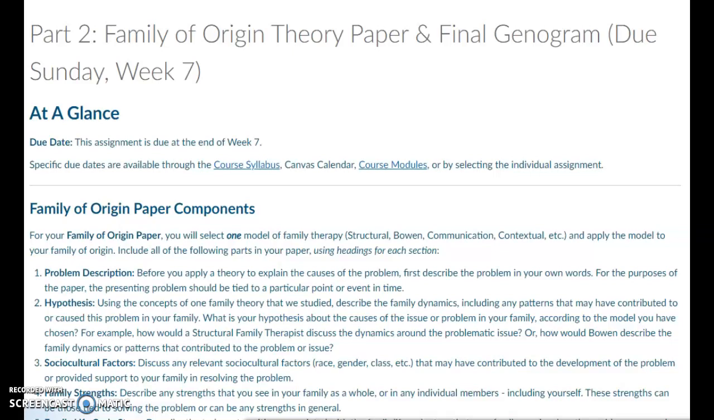So you can see here some examples of the theories that you can choose from. These are all theories that we have reviewed so far. So structural theory, Bowen theory, communication theory, which would relate to the Satir, as well as contextual. For the purpose of the paper, you'll need to choose only one model. That'll keep it a little bit more simple, and you can evaluate the situation through that particular model thoroughly.